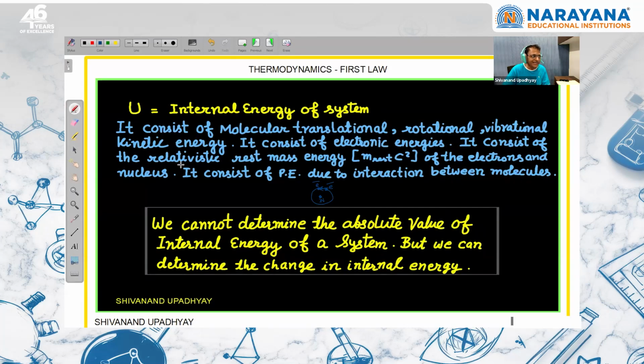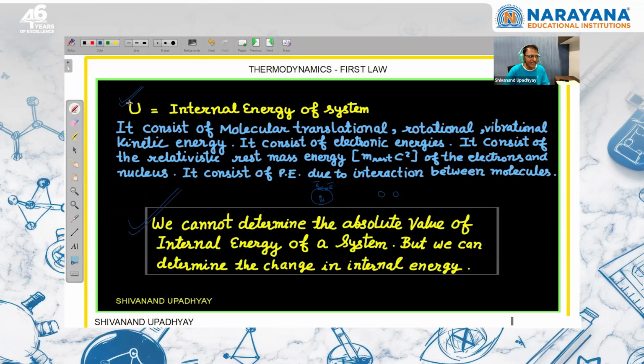It consists of relativistic rest mass energy, right? Rest mass energy means mass can be converted into energy, that is E is equal to mc square, Einstein equation, right? It consists of potential energy due to interaction between the molecules. Suppose we are talking about gas molecules, helium gas molecules are there, so there can be repulsion or there can be attraction. So internal energy of the system includes all types of molecular kinetic energy and all types of molecular interactions or electronic interactions. We cannot determine the absolute value of internal energy of the system, but we can determine the change in internal energy. So this is also important.